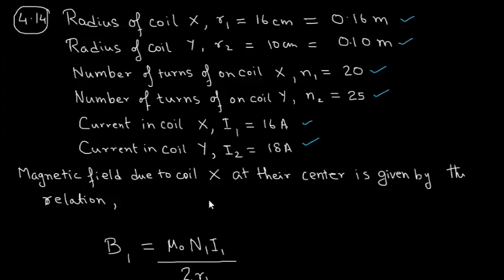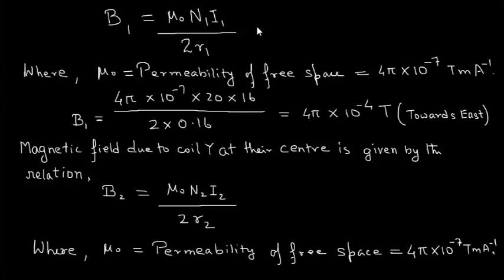Magnetic field due to the coil X at its center is given by the relation B1 is equal to mu naught N1 I1 upon 2 R1, where mu naught is the permeability of free space, that is 4 pi multiplied by 10 to the power minus 7 Tm A inverse. Putting the values, B1 is equal to 4 pi multiplied by 10 to the power minus 7 multiplied by 20 multiplied by 16 upon 2 multiplied by 0.16, that is equal to 4 pi 10 to the power minus 4 T towards east.